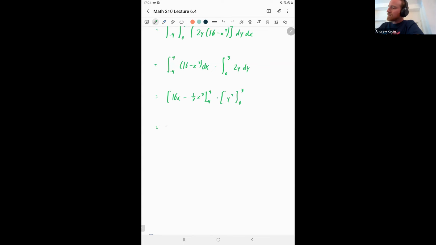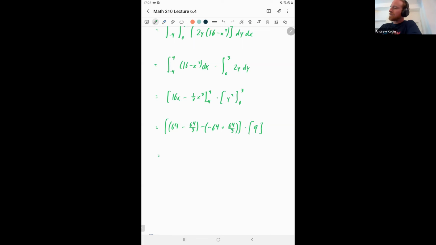Let's plug in our values carefully. So if I plug in 4, I'll get 16 times 4 is 64. 4 cubed is also 64, by the way, over 3. And if I plug in -4, I'm actually going to get the same thing with negative signs. So this won't cancel out to 0, just to be clear. It's actually going to double the first expression, but let's just write it out this way. Here we go. That's the x stuff taken care of. The y stuff is easy. I'll get 3 squared is 9, minus 0. I'm not even going to write it.